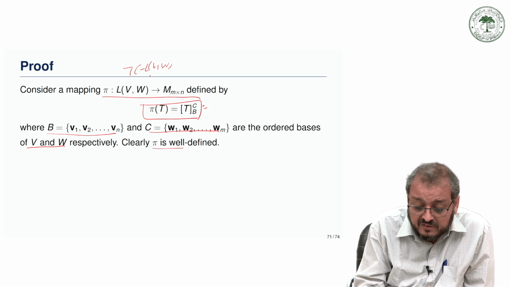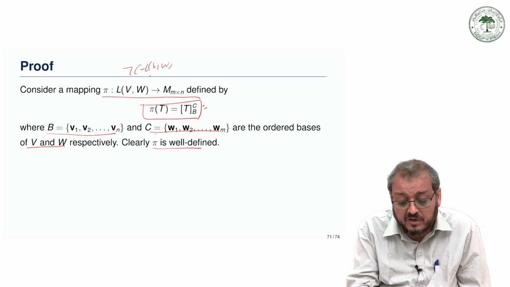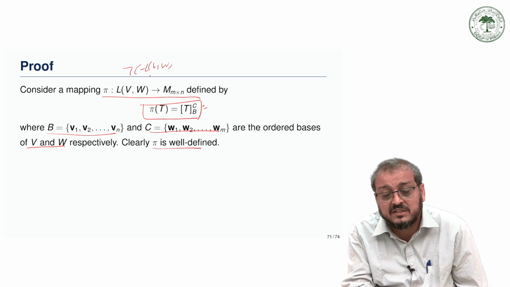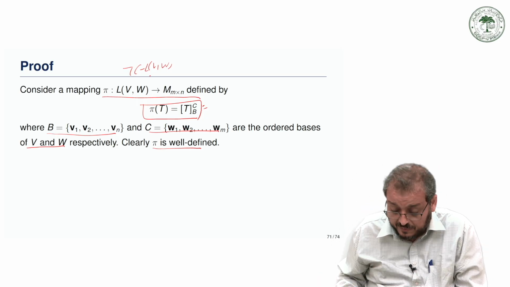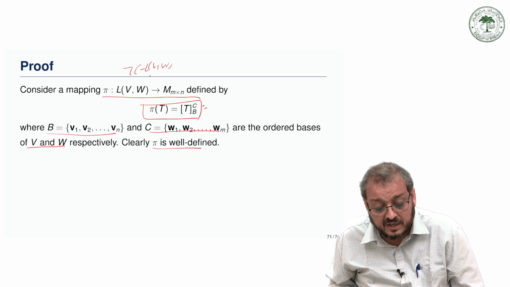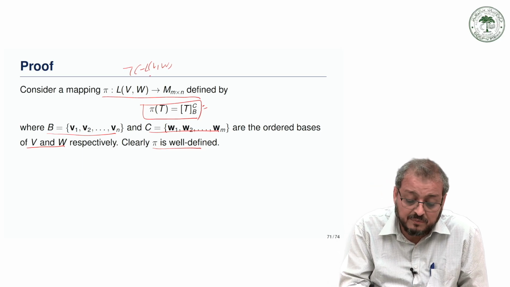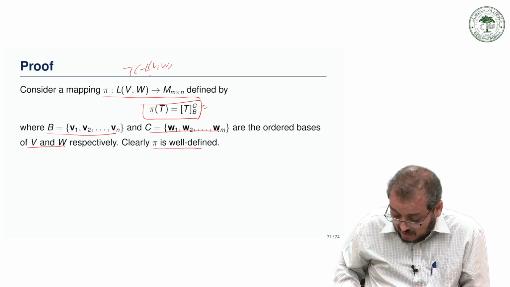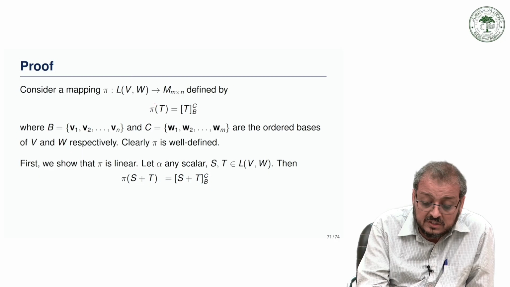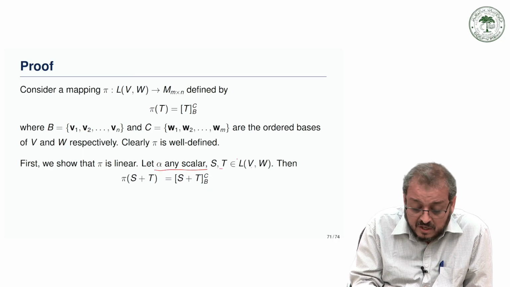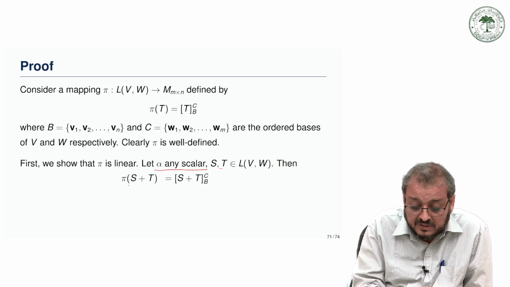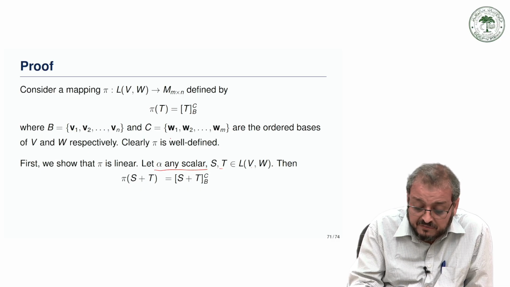Now clearly pi is well defined. If pi of T is equal to pi of S, then the matrices are the same, and if the matrices are the same, the corresponding columns with respect to the bases are the same. So this is well defined. Now if T is equal to S, then pi of T is equal to pi of S. Next we show that this pi is linear. So let alpha be a scalar and S, T be in L(V, W). Then pi of S plus T can be written by the definition of this.